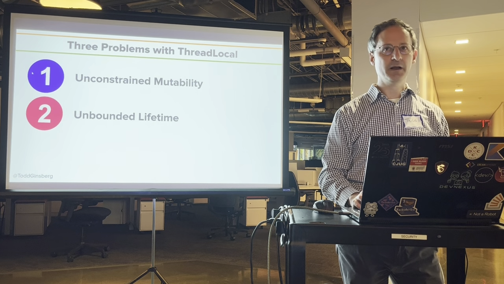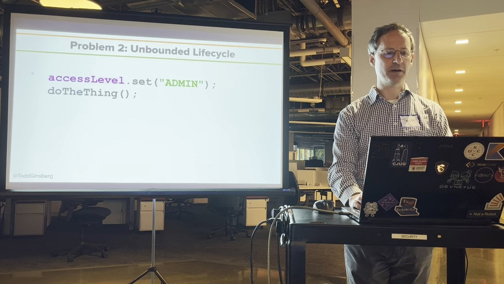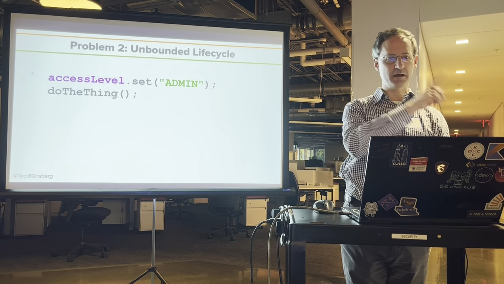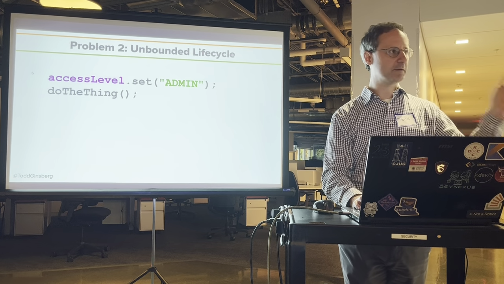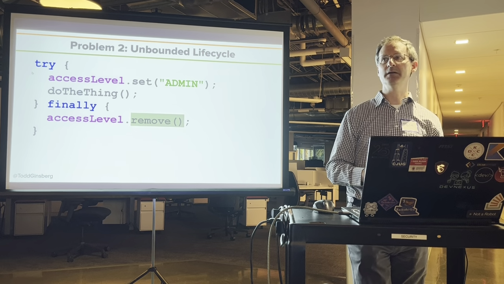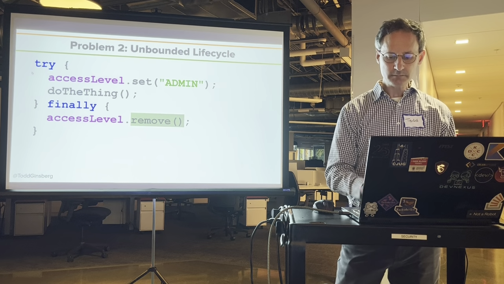So that's one problem. The other problem is there's no specific lifetime for these. If I set something on a thread, it's on there, and I put that thread back in the pool, and I get another request, that value is still on there. So I can pollute future work by doing this. As a developer, we have to call remove when we're done with that value. We have to remember to do this, and this is a source of a lot of bugs.